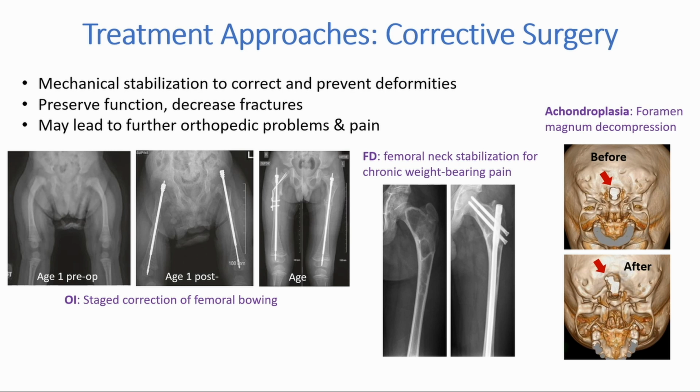And here we see a patient with achondroplasia who has undergone a very common and important procedure called a foramen magnum decompression. Due to their craniofacial difference, the hole at the base of the skull where the spine comes out can get narrowed and compress the spine. So this hole needs to be tunneled out and made larger. So this can be important to relieve pain.